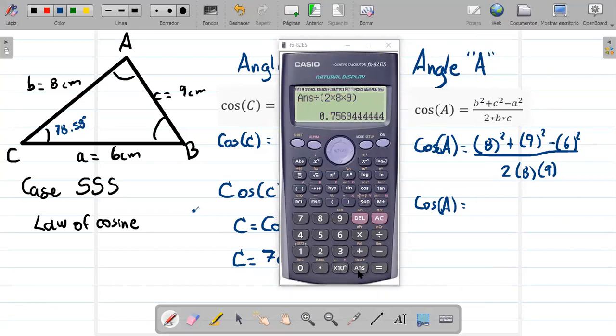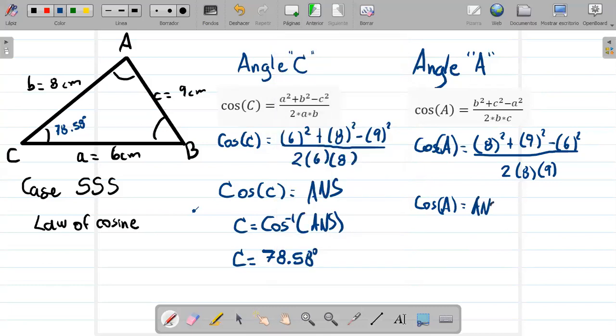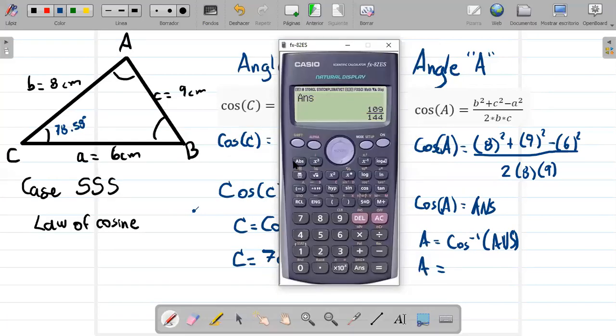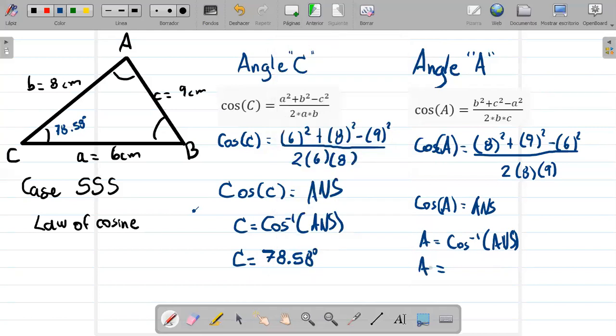We're going to work again with all those decimals, applying the answer trick. You can use that answer trick every time. So then A is equal to cosine inverse of that answer. What does it give you? It gives you 40.80 degrees.